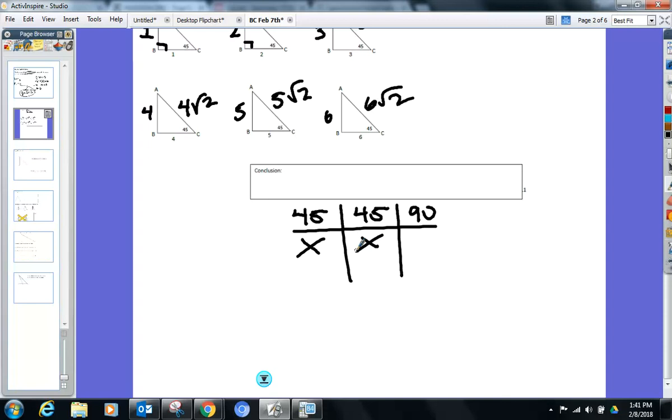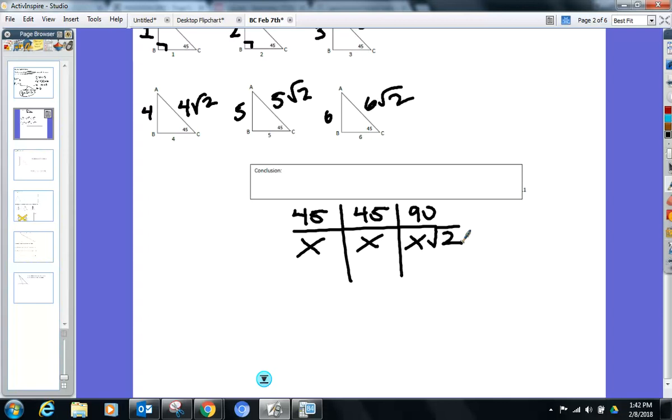Multiply by radical 2. So in here is going to be X times radical 2. There is the pattern for the 45, 45, 90. All right. Questions before we actually start using it now? Okay, go ahead, turn the page.